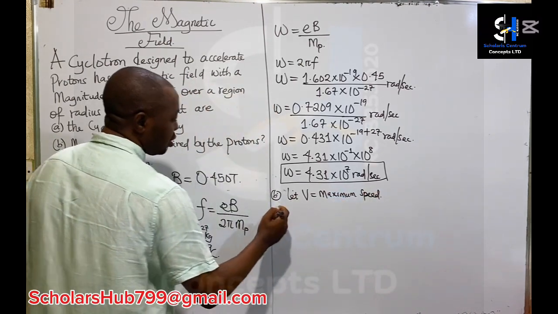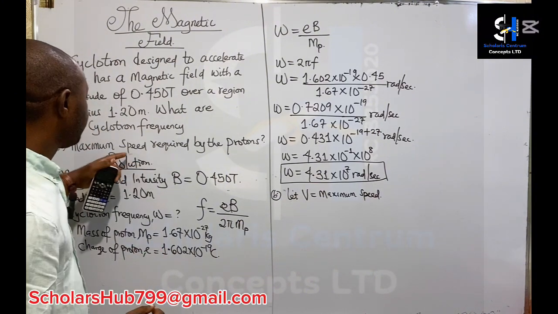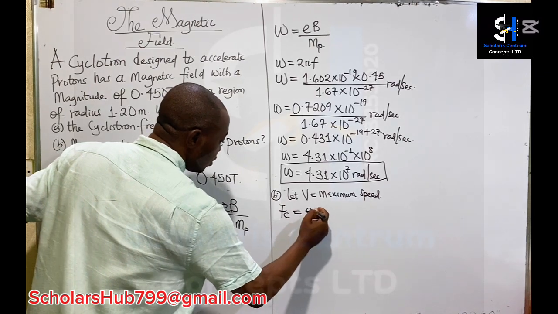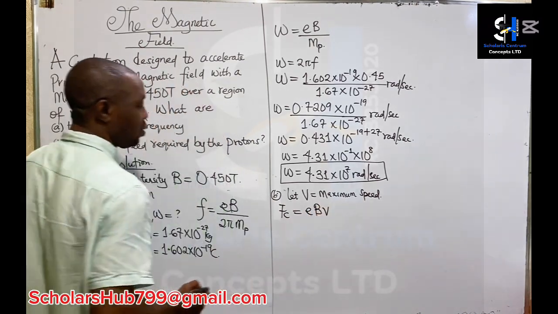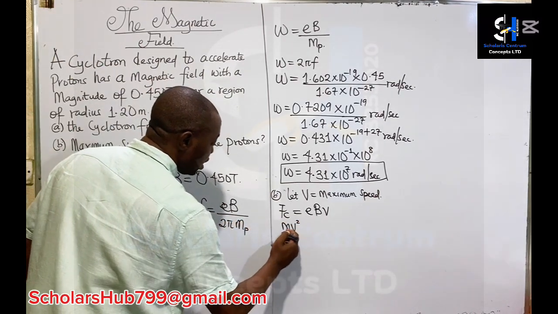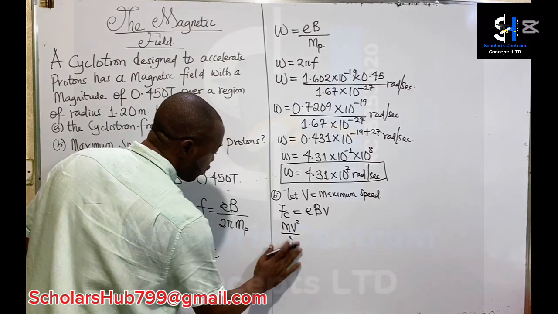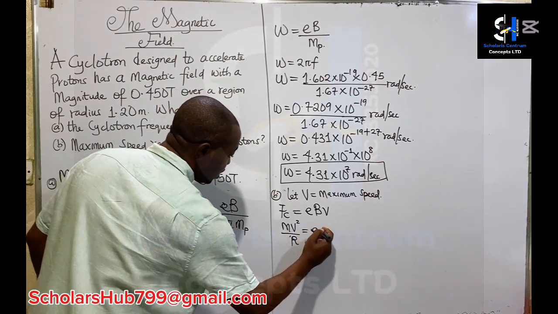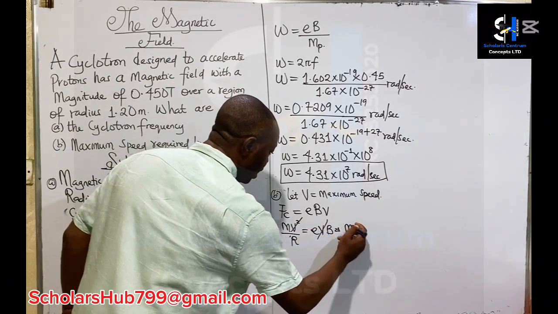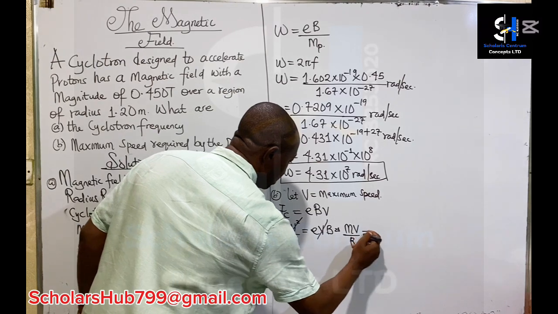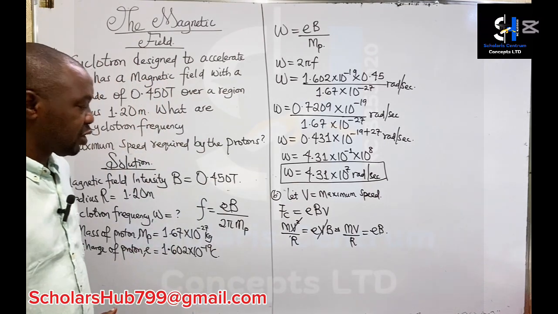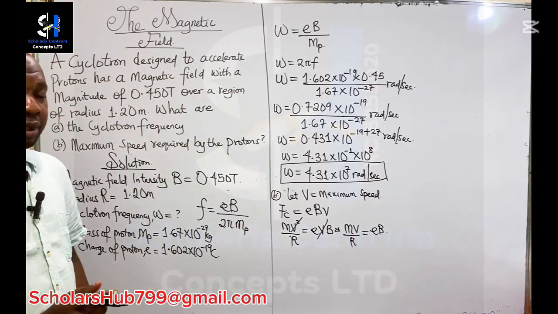speed. For us to be able to calculate the maximum speed, we have the centripetal force equal to EBV, just like QVB. So in this case we have the centripetal force, mv squared over r, equals EVB. Dividing both sides by V, this equation reduces to mv over r equals EB. Now let's express V in terms of B, M, and R.